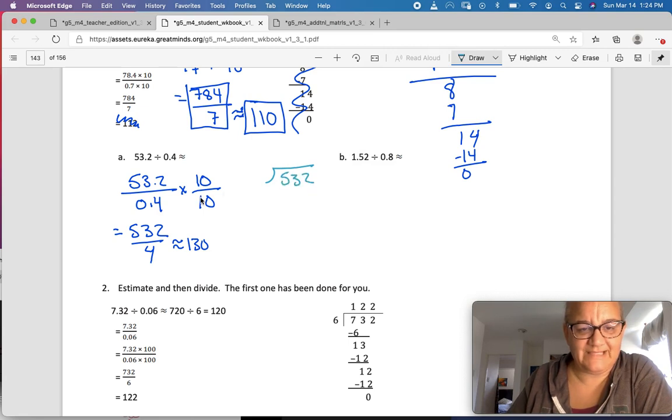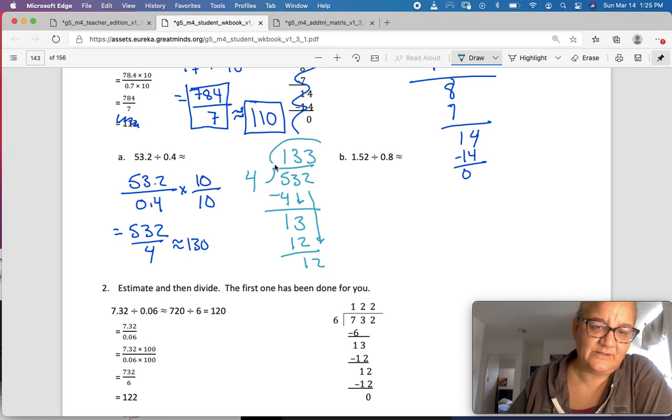So 532 divided by 4. Well, 4 goes into 500 100 times. So 4 times 1 is 4. And then I'm going to bring down that 10 spot. So 4 goes into 13 3 times. 3 times 4 is 12. And then I'm going to bring down the 2 in the 1 spot. So now I have 12 here. So 4 into 12 is 3. Okay, and my answer is 133, and my estimate was 130. So pretty close there, pretty close. Okay, next one.